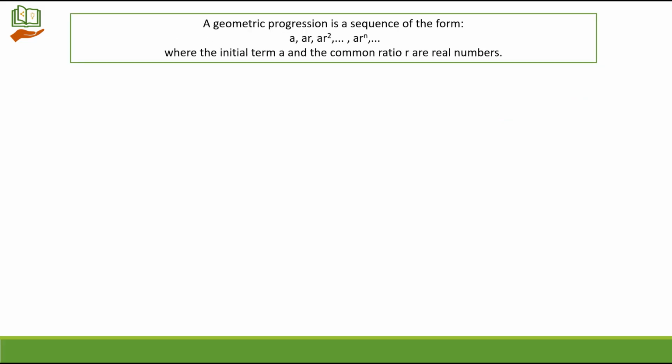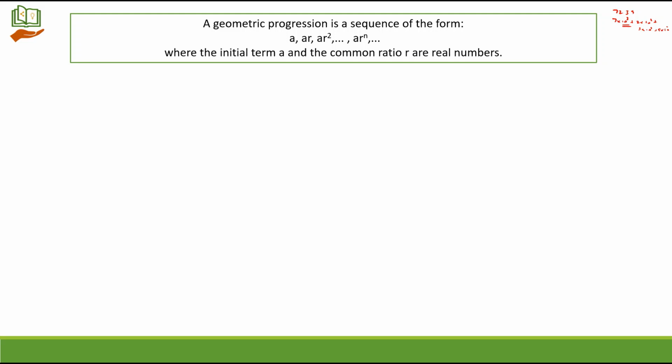A geometric progression is a sequence of the form a, a·r, a·r². So if you go to the number system playlist, you can find a video called base of a number. When you had a number 7239, we said this can be represented as 7 into 10 to the power 3 plus 2 into 10 to the power 2 plus 3 into 10 to the power 1 plus 9 into 10 to the power 0. So this 10 is what we defined as base.